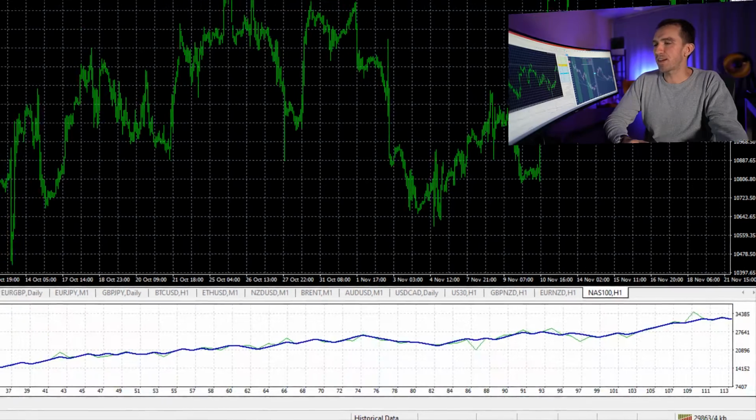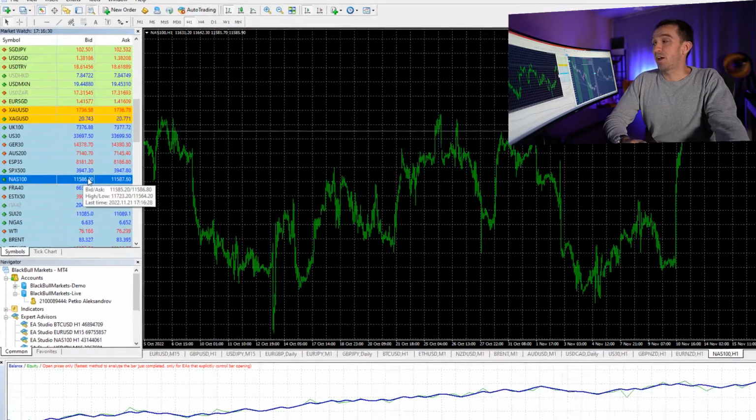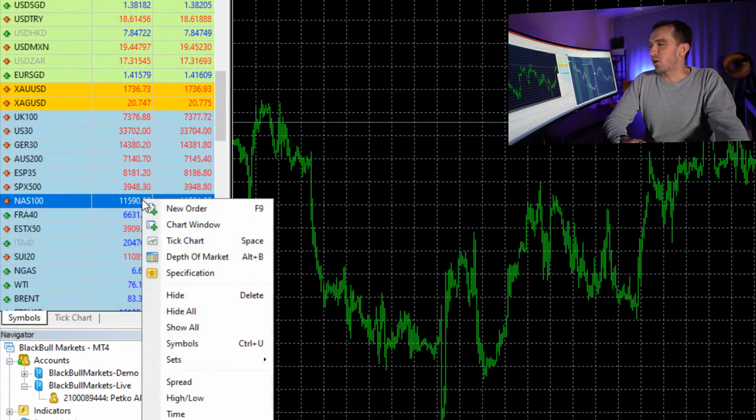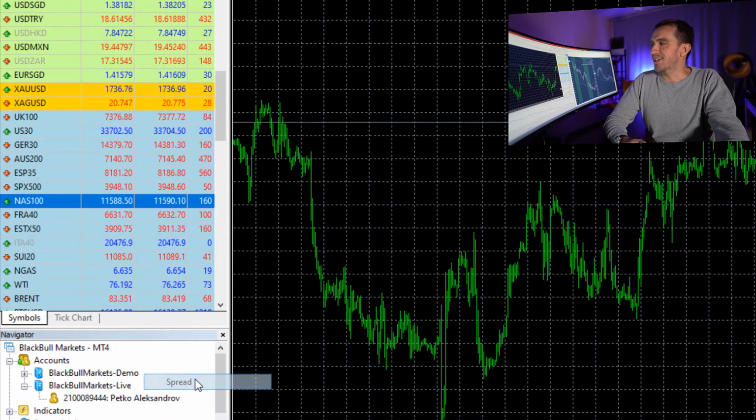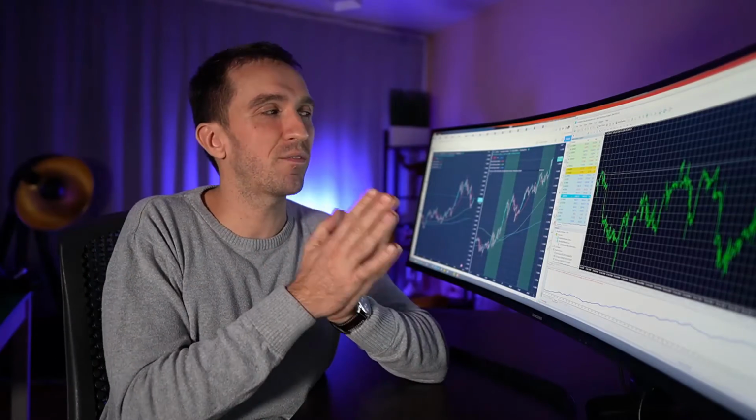And I'm pretty happy trading such strategies because we don't have huge drawdowns and we have a very stable equity line. Now the spread with NASDAQ on BlackBull Markets is $1.60 from the price, which is pretty good according to me, and that's one of the reasons I'm using BlackBull Markets when trading indexes.